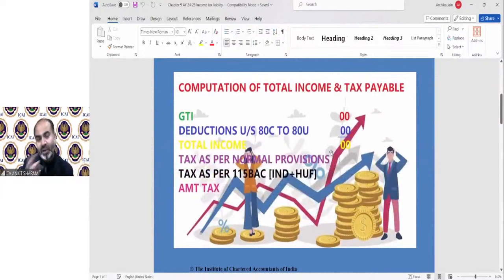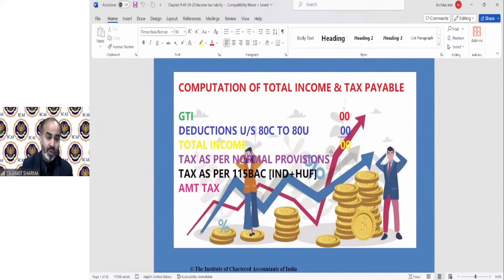So this calculation of tax structure somehow becomes very complex, because if a person needs to calculate his tax, technically he is going to calculate tax thrice: as per normal provision, as per 115BAC, and as per AMT tax if AMT provisions are applicable. So you can see it's a mess till now, but do not worry. I am here. I am going to tell you each and everything in detail, and then you will understand how we should calculate the tax of a person.